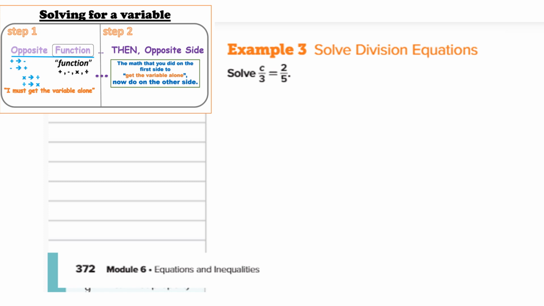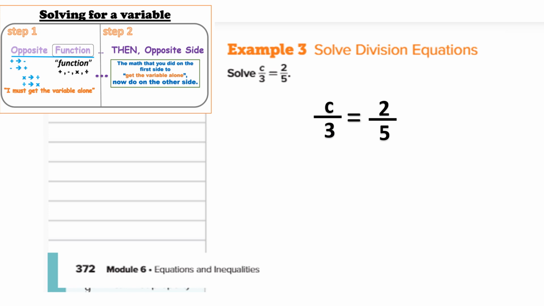All right, so let's go through these type of problems. Well, now I have 2 fractions. I have c thirds is equal to 2 fifths. That doesn't make any sense to me. Well, then let's not look at c thirds as a fraction. Let's look at it as the math that it is, because fractions are division.